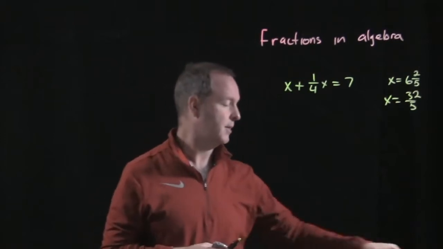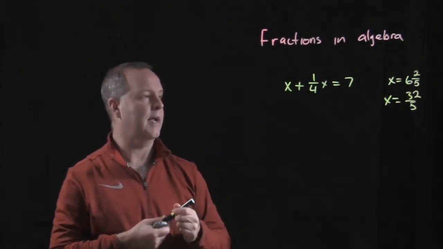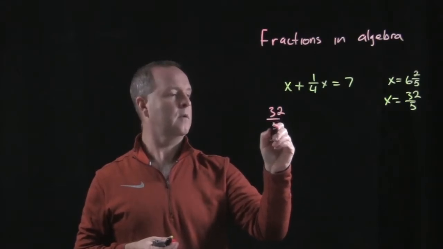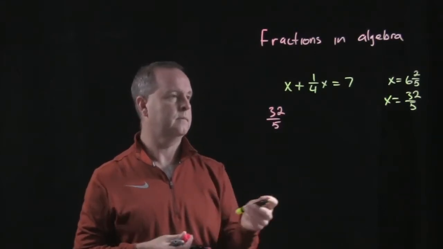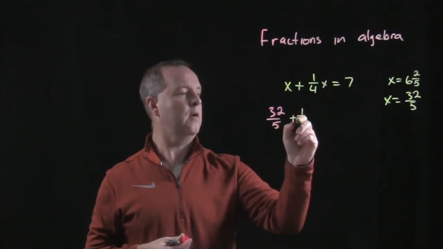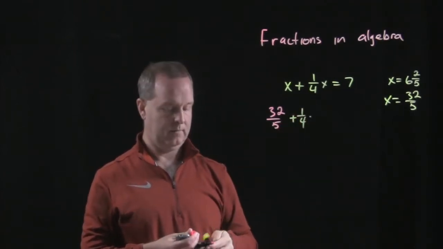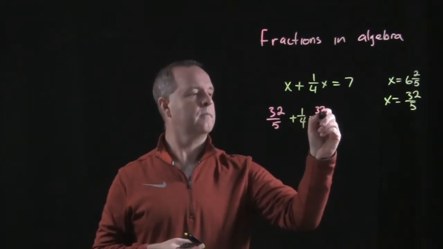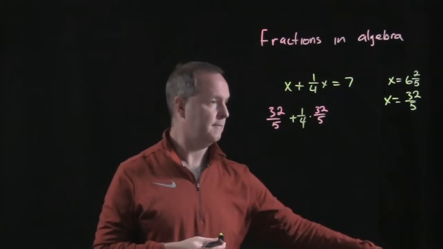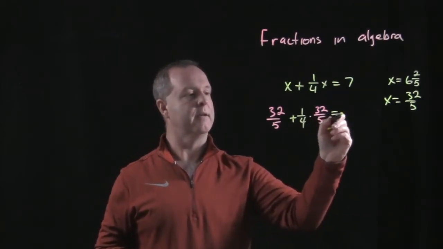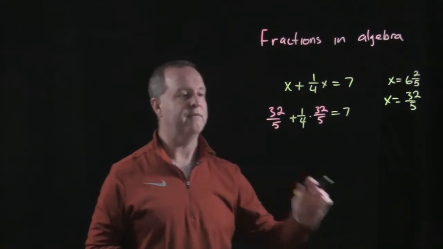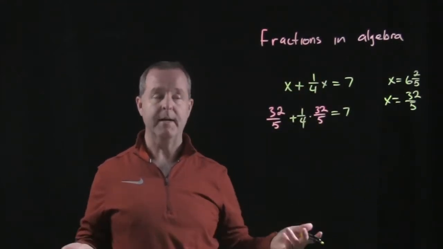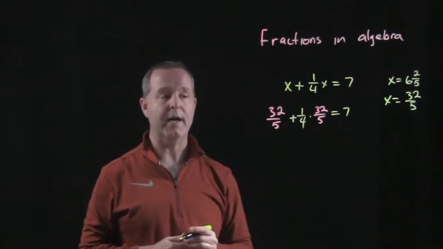X, in this particular case, let's have some coloration for you. So 32 over 5 plus 1/4 times 32/5 equals 7. So I simply inserted my value of x everywhere there was that value of x. From here, we need to solve the equation.